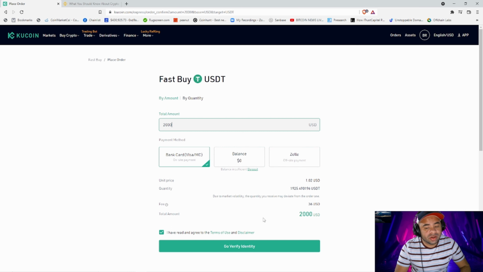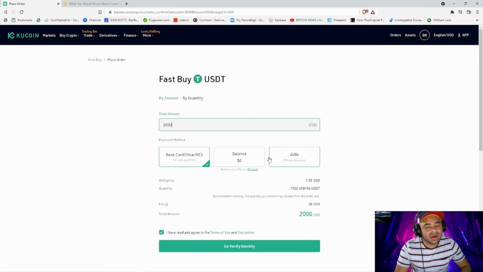And then after that, you can then go ahead and onboard your money, and it tells you your unit pricing, and it tells you how much you'll get, and it tells you how much the fee is, right? So the fee right here is $36. The quantity you'll get is 19.25. And you're probably like, well, why is it 19.25? Because they charge $1.02 per USD. So add that up, 2 cents per dollar. You got $2,000. Subtract that, and then subtract the $36, and then you'll come up with the total of 19.25, guys.